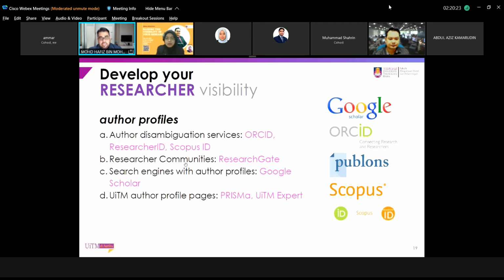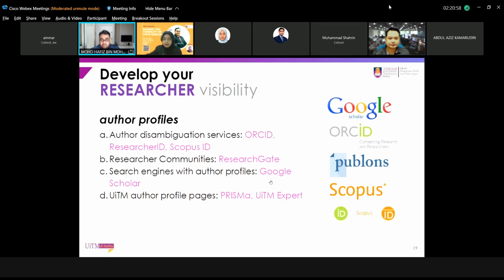Untuk research community, kita ada ResearchGate ataupun Academia lah, tapi saya suka dengan ResearchGate pasal dia very interactive. And search engine with author profile, kita ada Google Scholar, dan UiTM author profile page, kita ada Prisma and UiTM Expert. Ini saya rasa Dr. Shukor masa jadi rektor ni dia akan push you all lah, because UiTM Expert ni didapati bahawa banyak yang tak update information. Because eventually nanti UiTM Expert punya online CV tu akan di-attach dalam kita punya staff directory.